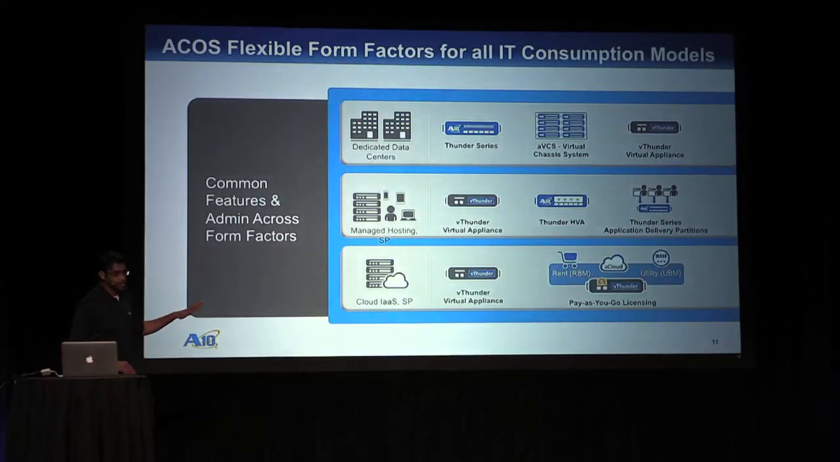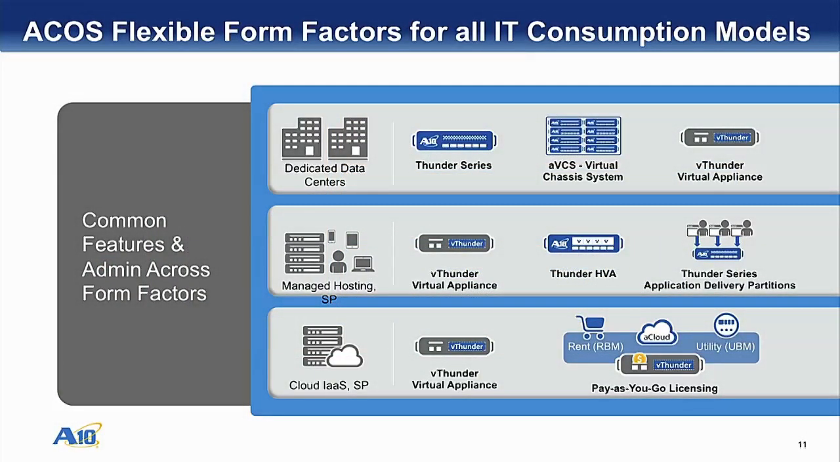So in the interest of time, I'm just going to quickly refer to this. With the appliances, you can have different IT delivery models. You can have a dedicated data center, or a managed hosting, or a cloud infrastructure as a service. And this is the one that we are referring to over here. The vThunder appliances, or the virtual appliances, allow that kind of mobility and the scale and agility necessary for a cloud infrastructure as a service offering, along with the pay-as-you-go licensing.